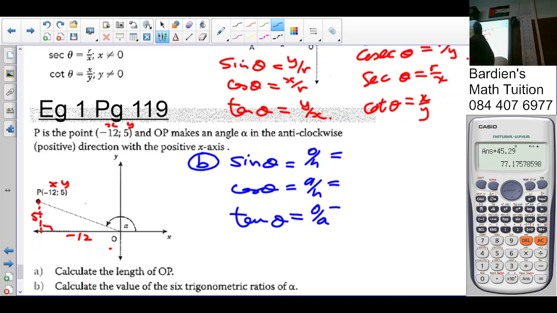So I want you guys to use this information now. Remember that r is 13. Use it to work out those three ratios. Okay?